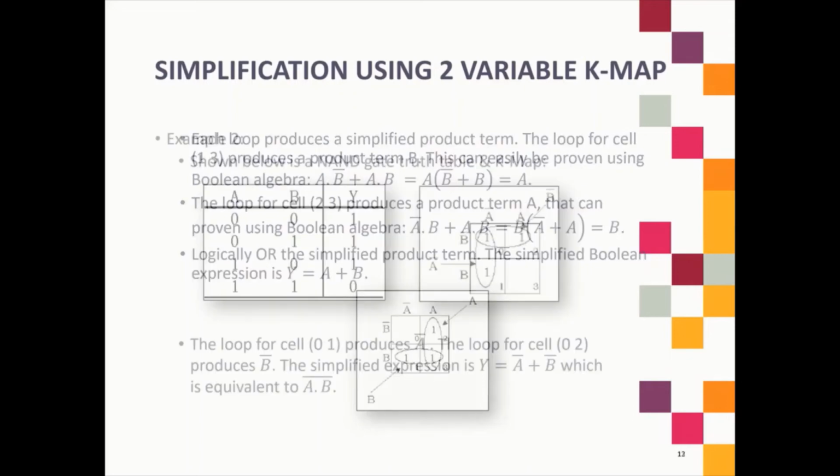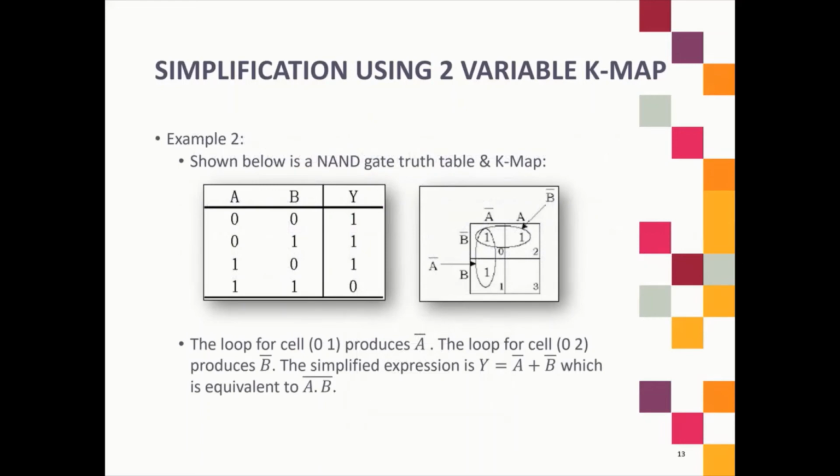So we look at another example. Shown below is a NAND gate truth table and K-map. So you need to simplify your truth table. Same as the previous example, the first step is you need to map the value. You have three 1s, which means that in your K-map, you must also have 3. So you need to find the cell for each output.